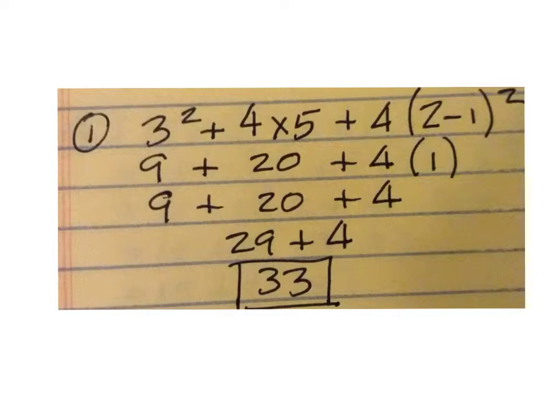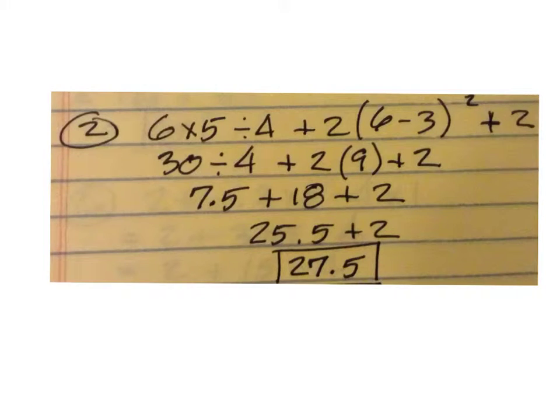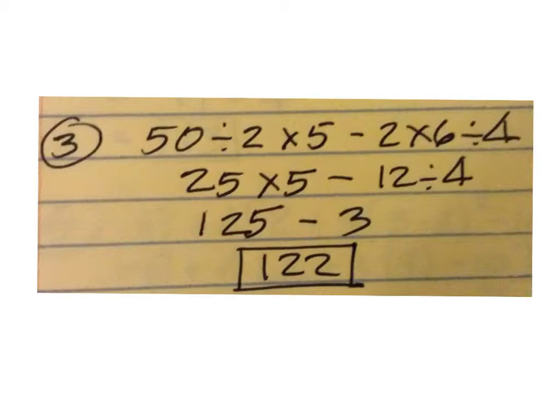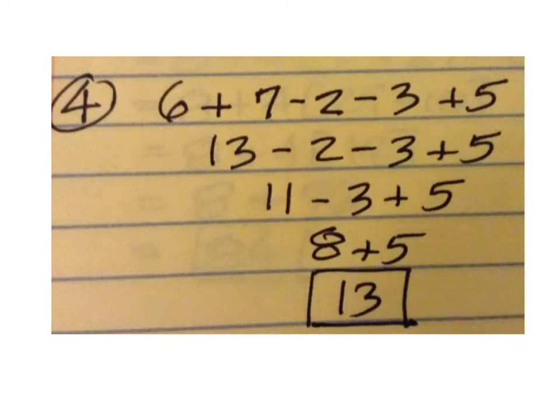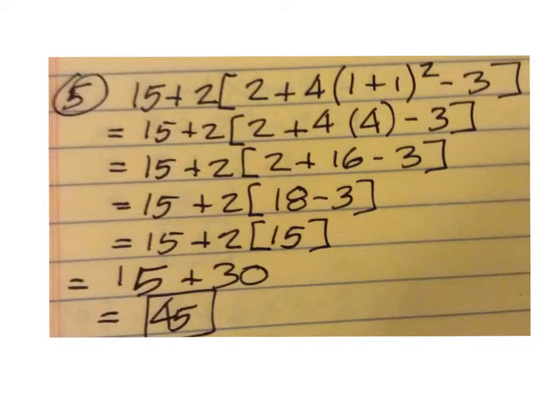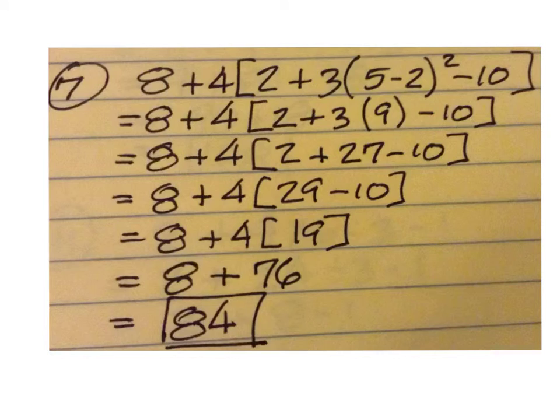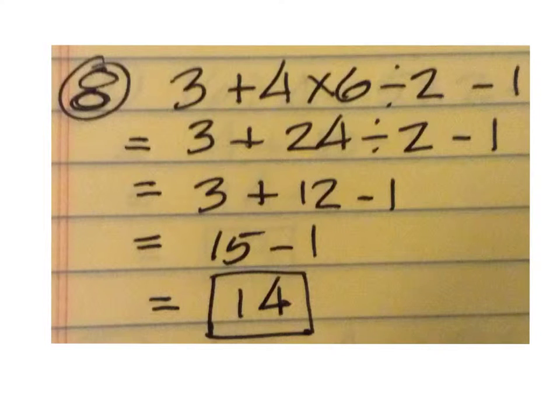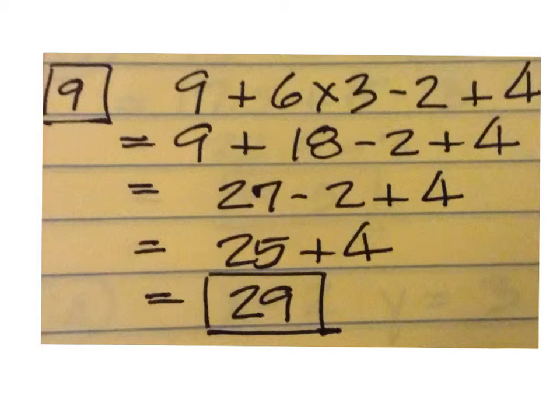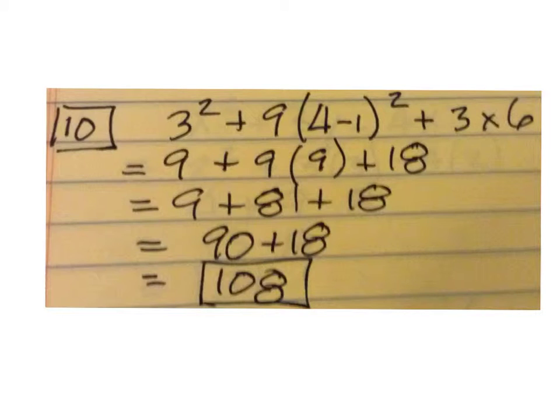Number 1 is 33. 2 is 27.5. 3 is 122. 4 is 13. 5 is 45. 6 is 13. 7 is 84. 8 is 114. 9 is 29. 10 is 108.